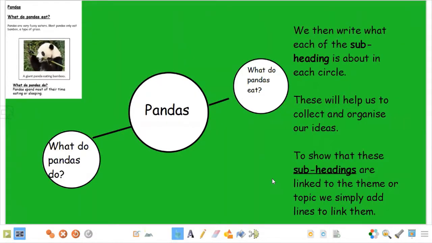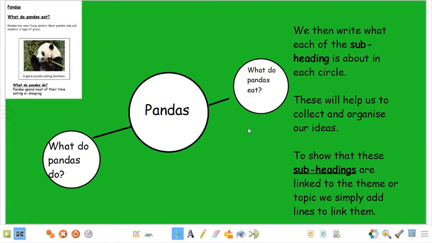Then we're going to take those subheadings, because those are what each section is going to be about. So I've got the subheading here, what do pandas eat? And this subheading here, what do pandas do? Now they are different to one another. That's why I've spaced them out using these lines to show you that while they're still connected to my main theme, my heading all about pandas, they are still different. So in a moment I'm going to start to put some information into each of those sections.